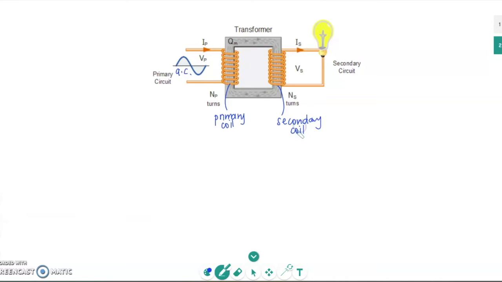Now, there's an additional thing that you see over here, this gray colored rectangle. Do you want to guess what it is? Well, it's actually a soft iron core.